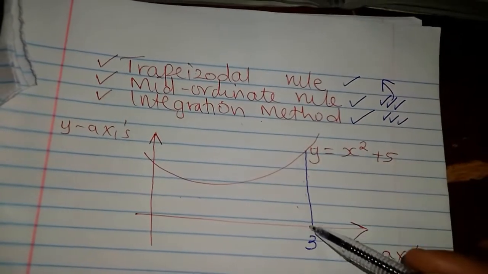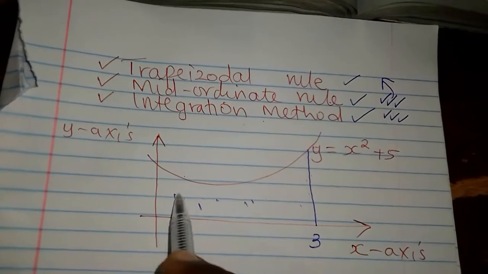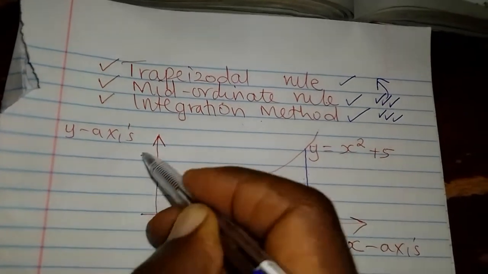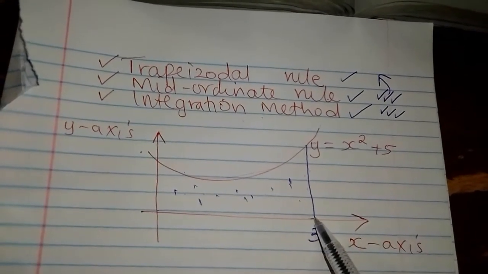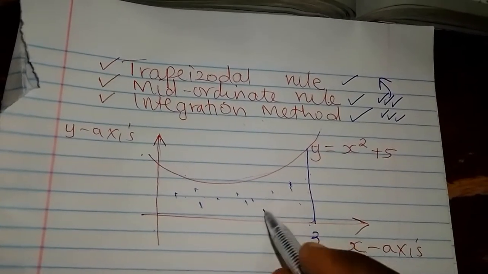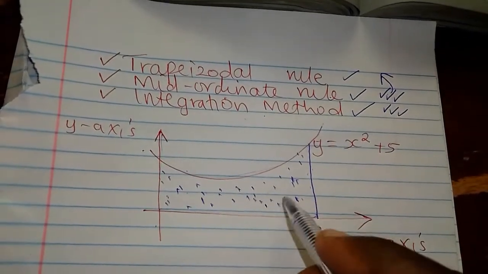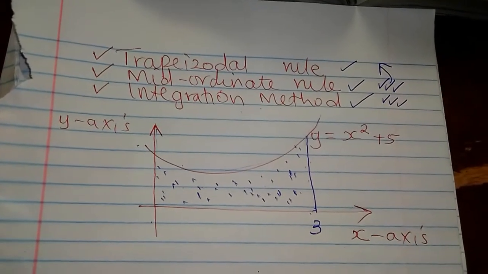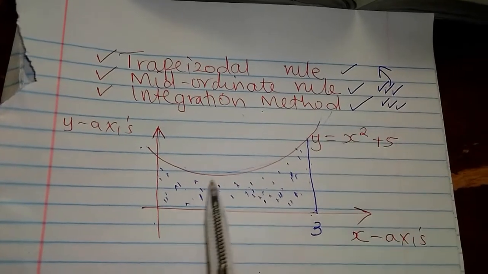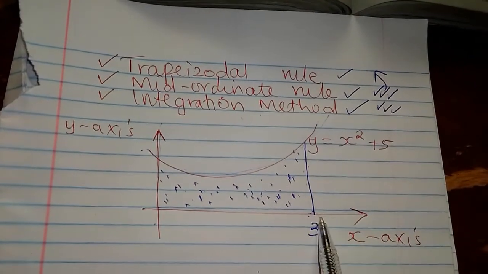So this one becomes the curve. We want to get the area that is enclosed by this curve, the x-axis, the y-axis, and x equals 3. You can see that. That is the curve that is being talked about. The diagram is very important for you to understand what we are really talking about. So the area under this curve, the x-axis, the y-axis, and x equals 3.